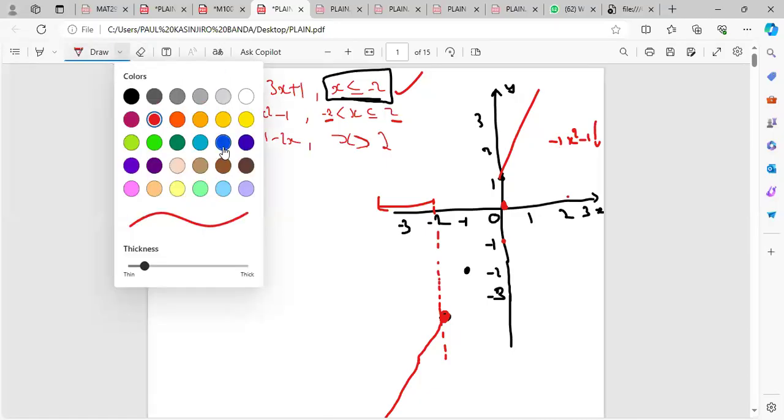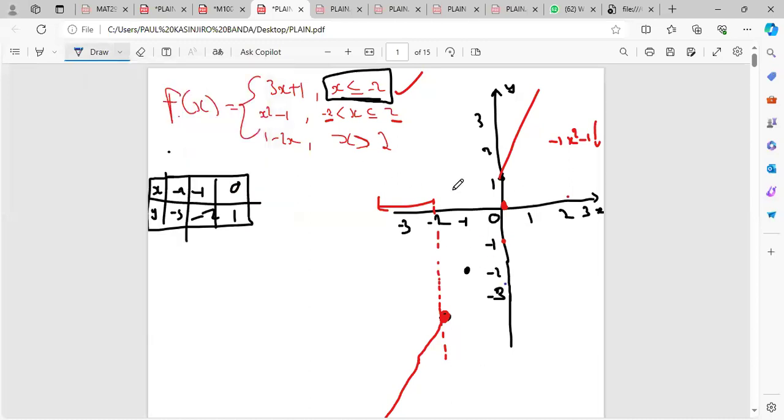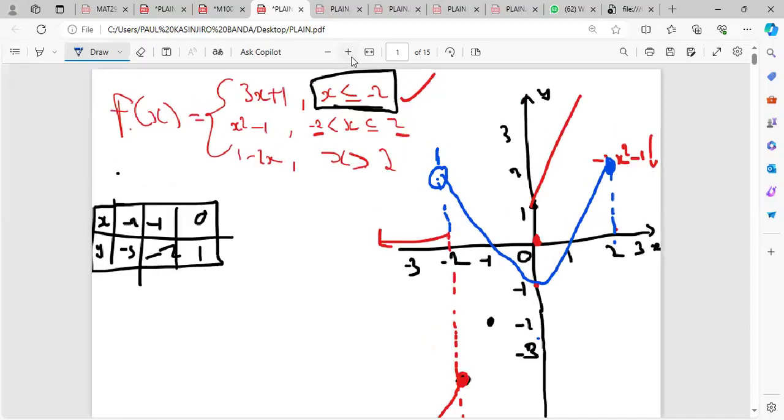So let me use blue. Okay, so we know that the graph here in the middle is only needed from where this guy is, with an open circle, then it comes down there, passes through this 0, minus 1, then it goes like that, then it ends here, closed circle. Okay, so you can see here it's a 2, then there's a -2. So that would be the graph of the second part.